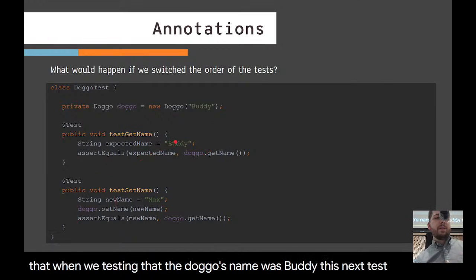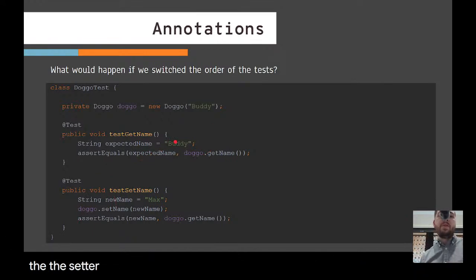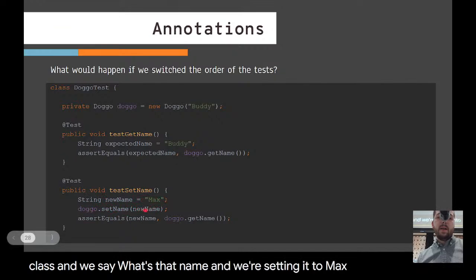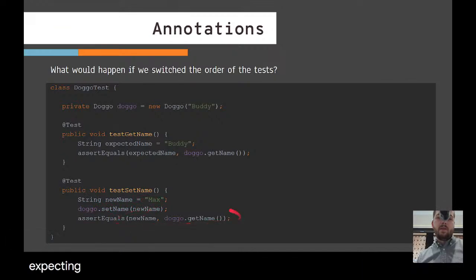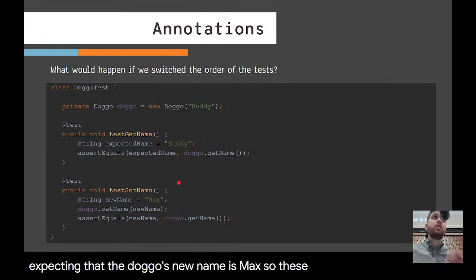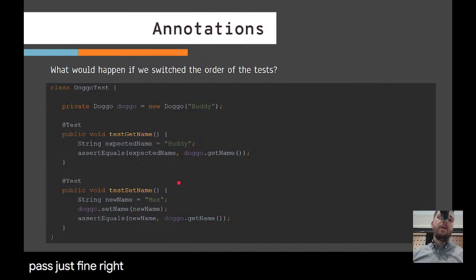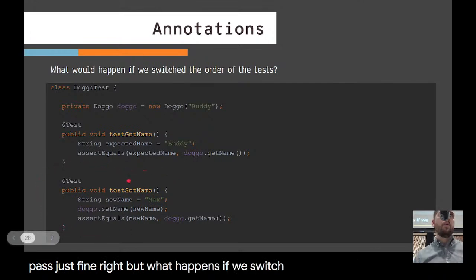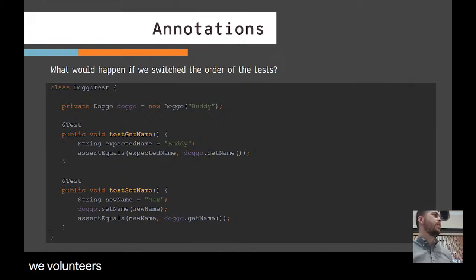This next test, we test the setter, the ability to set the name. We take this existing doggo and say doggo.setName, setting it to Max. Then we're expecting that the doggo's new name is Max. So these two tests are going to pass just fine, right? But what happens if we switch the order of these two tests? Any volunteers? Oh, yes. The second test will fail.